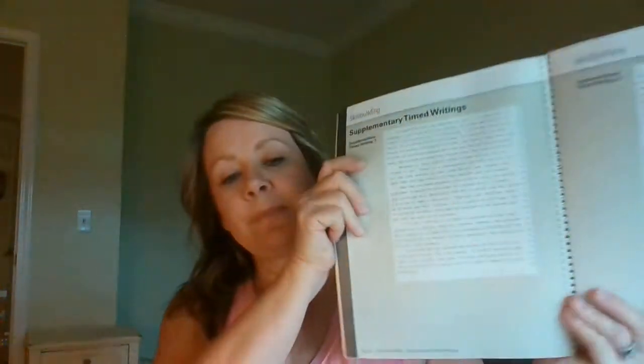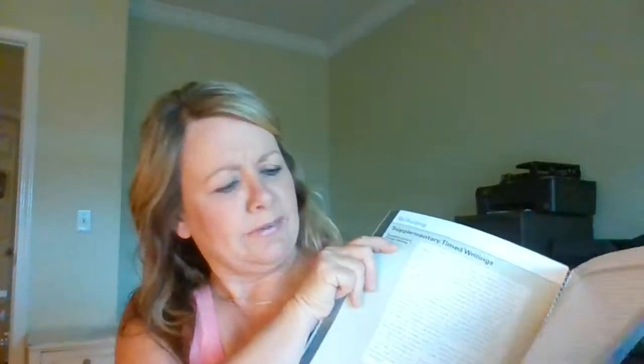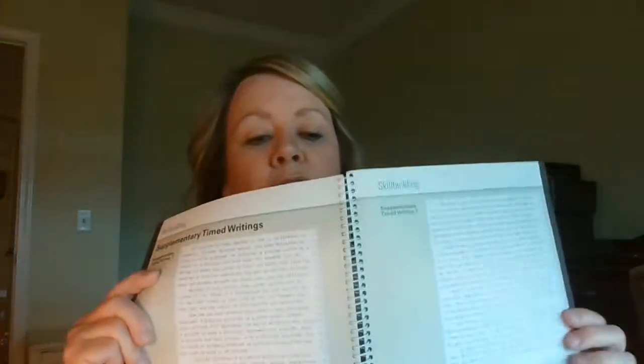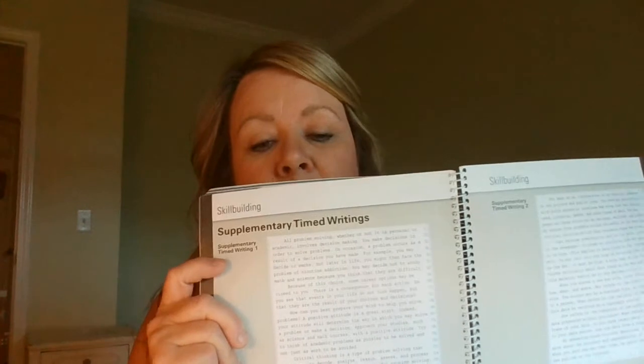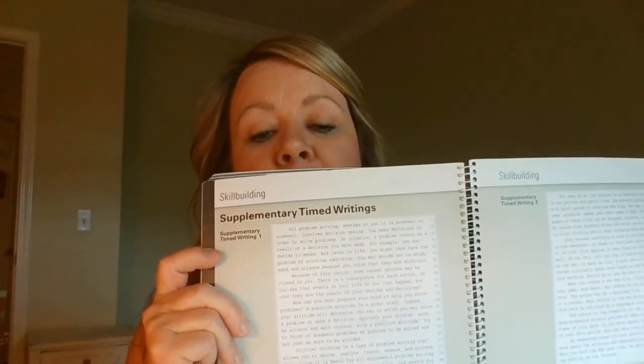Now, some of you have already asked about the supplementary time writings, and those begin toward the back of your book. They start on page SB, which stands for Skill Building section, SB 26, okay? You see the edges are kind of like a dark gray. Supplementary time writing 1, that's where you'll start. Guys, start practicing on those now. They go 1 through 10.